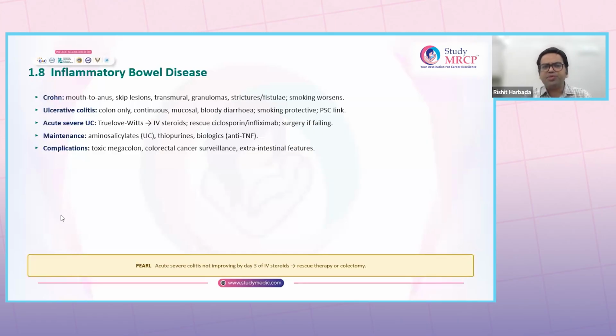What are the complications which we are going to see over here? One of them is toxic megacolon, which is very, very common. Secondly, you have to do the colorectal surveillance, and you have to look for extra intestinal features. What are the extra intestinal features you will see? One is erythema nodosum. One is scleritis, which are some of the extra intestinal features which are going to be seen.